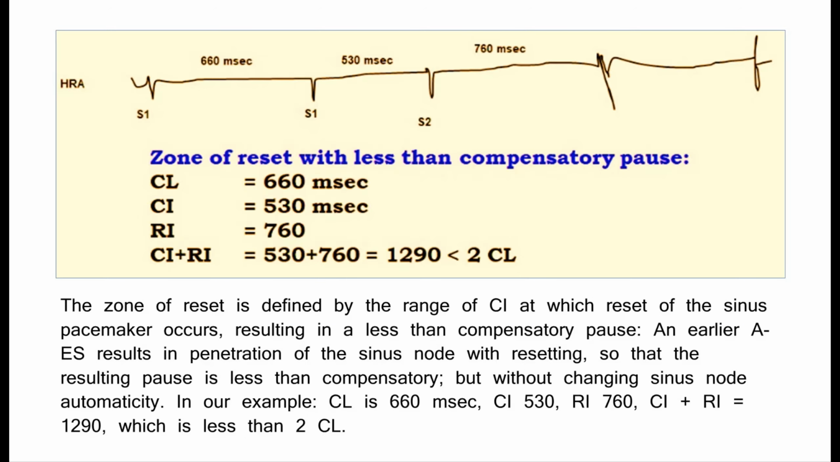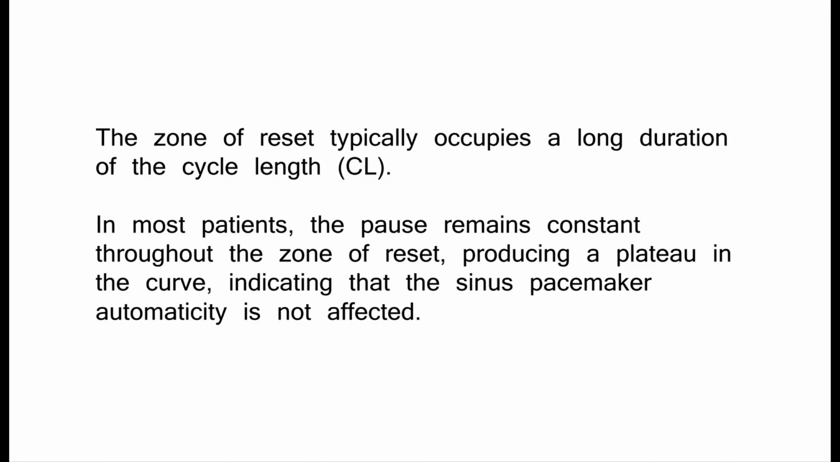The zone of reset is defined by the range of CI at which reset of the sinus pacemaker occurs, resulting in a less than compensatory pause. An earlier AES results in penetration of the sinus node with resetting, so that the resulting pause is less than compensatory, but without changing sinus node automaticity. In our example, CL is 660 millisecond, CI 530, RI 760, CI plus RI equals 1290, which is less than 2 CL. The zone of reset typically occupies a long duration of the cycle length, CL.